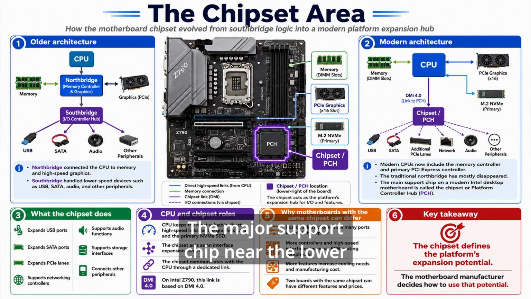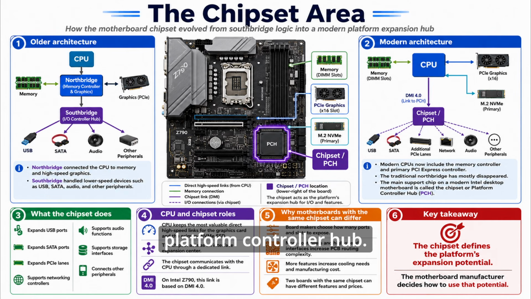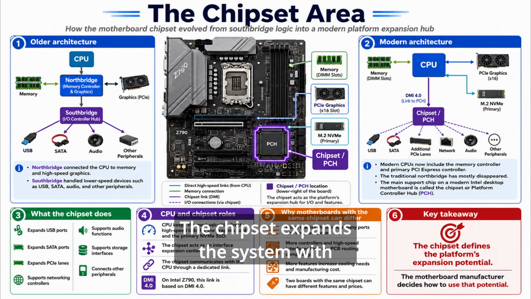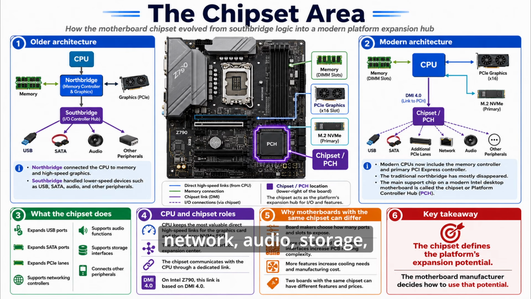The major support chip near the lower right area of a modern Intel motherboard is called the chipset, or Platform Controller Hub. Its abbreviation is PCH. The chipset acts as an interface expansion center. The CPU reserves its most valuable direct connections for the graphics card and primary NVMe drive. The chipset expands the system with additional USB, SATA, PCI Express, network, audio, storage, and peripheral connections.